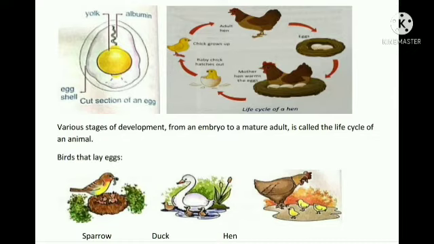Now you can see here various stages of development from an embryo to a mature adult is called the life cycle of an animal. Birds that lay eggs, examples are sparrow, duck, hen, and many more.